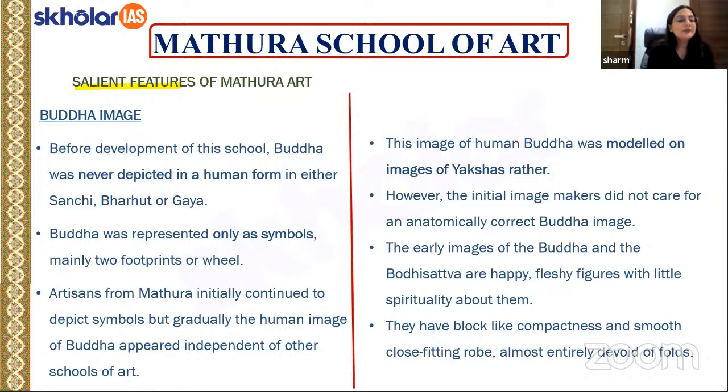Okay. Now, students, as I had told you before, the image of Buddha is very important with respect to the Mathura school, because before the development of the Mathura school, Buddha was not depicted in human form in either Sanchi, Barhut or Gaya. Buddha was not depicted in human form at all. As you may know, Buddhism had two important sects: one was Mahayana and one was Hinayana. So Hinayana was an orthodox sect, whereas Mahayana is considered more liberal. All right. And it was during the Mahayana period that Buddha started being depicted in human form. Before that, he was only represented via symbols.